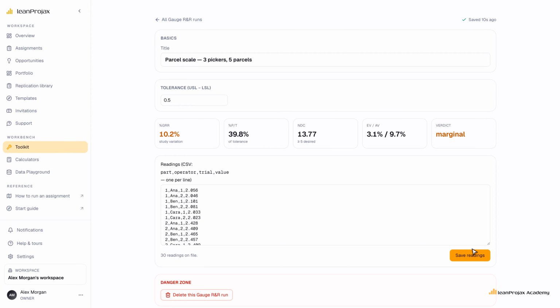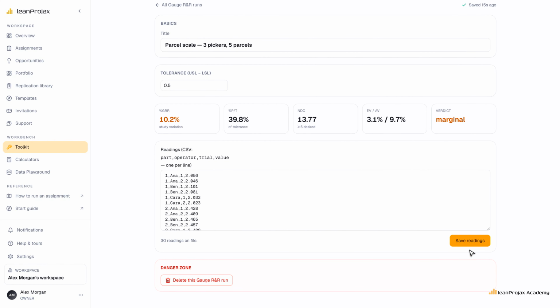5 numbers. And 2 of them disagree with each other. %GRR, 10.2%. That compares the measurement error against the total variation between parcels, and under 30% is usually called acceptable. On that reading, the scale is fine. %P/T, 39.8%. That's the same measurement error, compared against the tolerance window instead. Nearly 40% of your acceptable range is being eaten by measurement noise. On that reading, the scale is not fine at all.